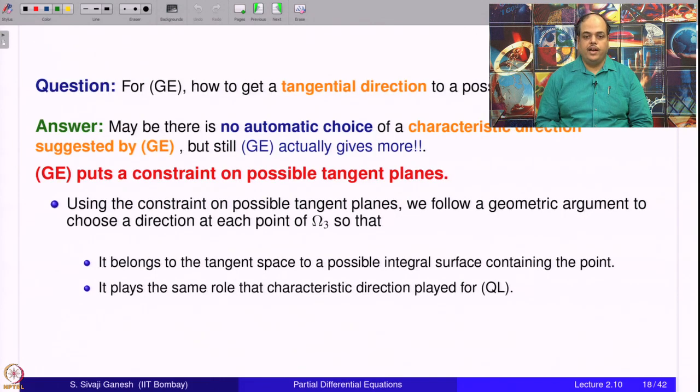So, how are we going to get somebody who looks like a characteristic direction for GE? We look at what is that constraint on the possible tangent planes and follow a geometric argument, and then we will be able to choose one direction at each point which serves the similar purpose as characteristic direction did for QL. That is the summary here.